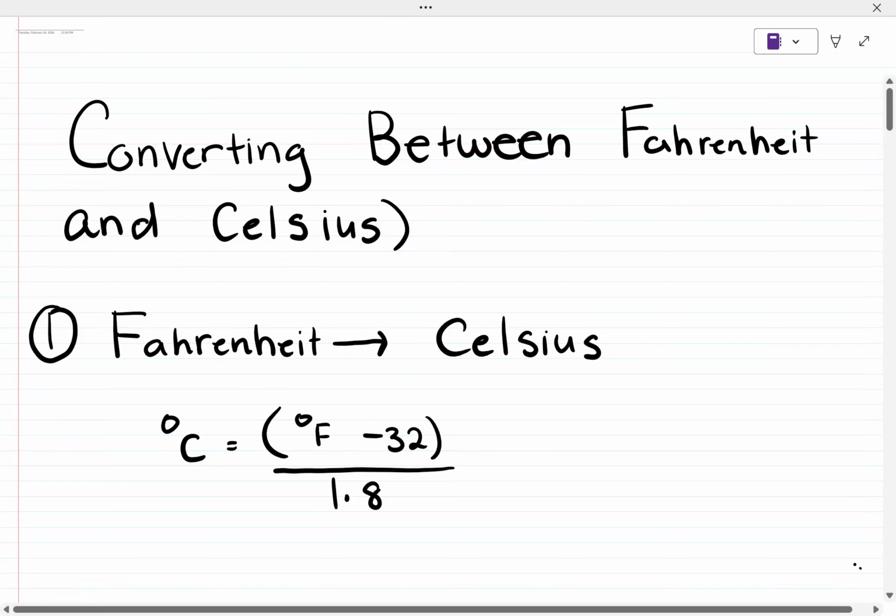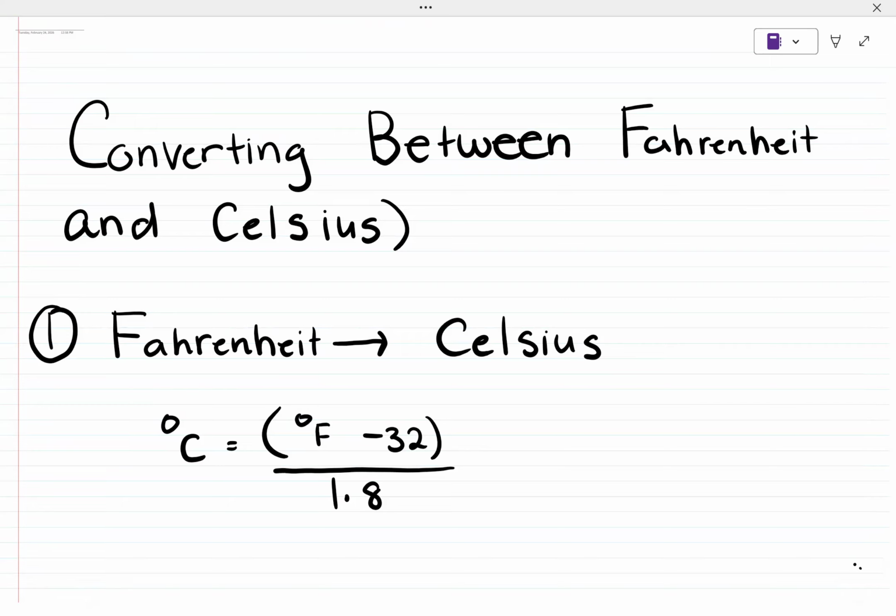If you have degrees in Fahrenheit and you want to convert it to Celsius, this is the rule you would use. You simply use whatever Fahrenheit you were given, minus 32, and divide it by 1.8. It's that simple. Okay, so go in and copy this down, rule one.